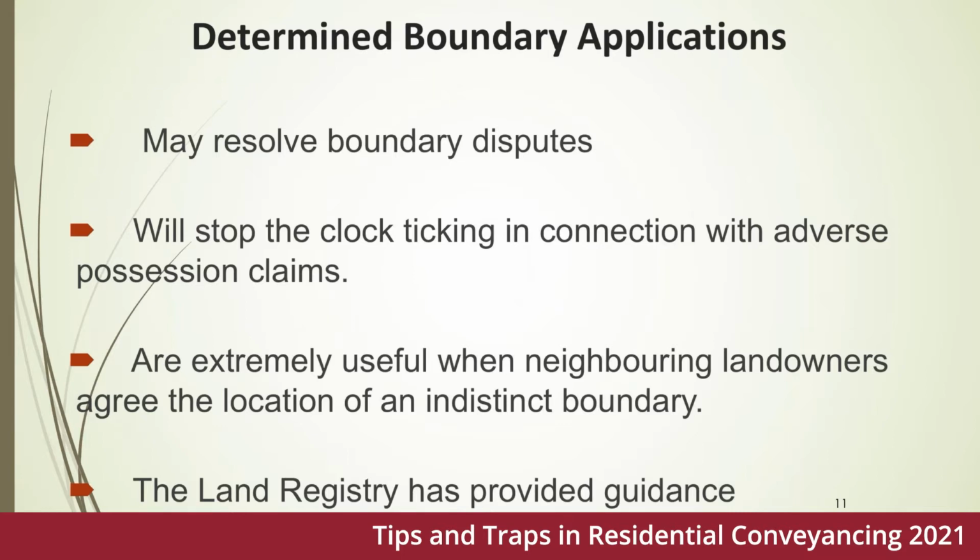Determined boundary applications are also useful, but important point. They may resolve boundary disputes, but they're not a vehicle for doing so. They do stop the clock ticking in connection with adverse possession claims arising due to boundary encroachment. Where we've got neighbours that agree the location of an indistinct boundary, or where there's been a boundary problem or a boundary sensitivity issue, and we've got a cooperative neighbour, brilliant. Brilliant means of resolving the problem. Where there is a dispute, then we've got to be careful. And the reason that we've got to be careful is the land registry will not internally determine a boundary where there's a dispute.